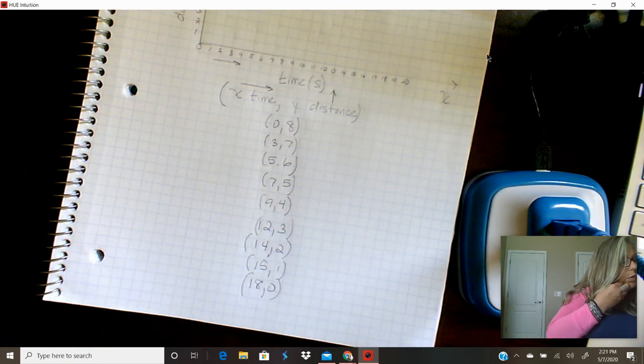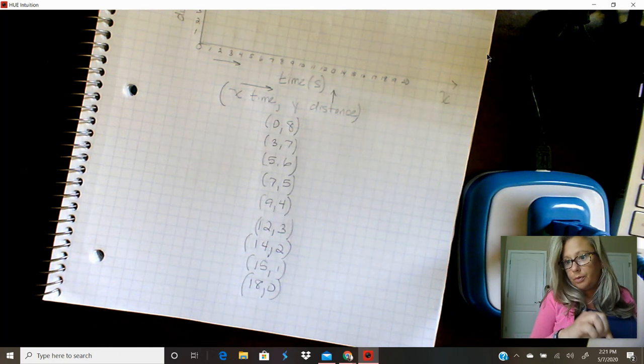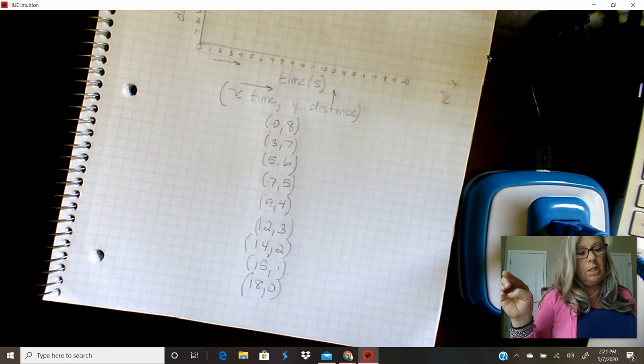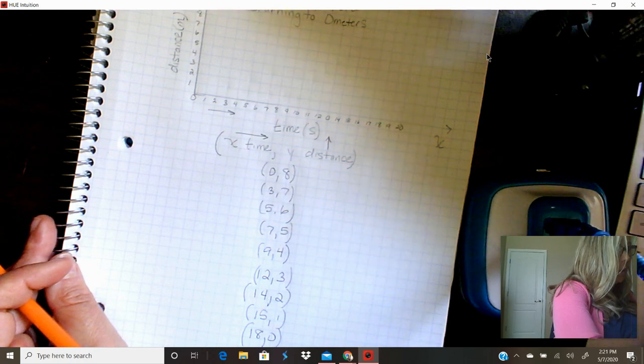As you recall in Nick's walk, instead of starting at 0 by the refrigerator, he started at 8 by the sliding door. And so that makes a different shape form on your graph. Let's see what it looks like.